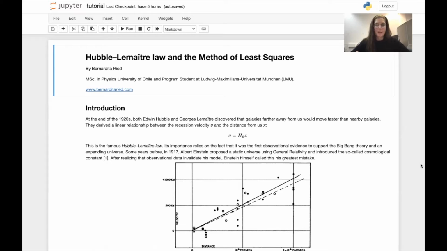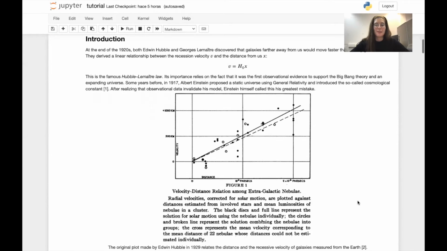But to understand what we're gonna talk about, or what is the Hubble-Lemaitre law, we should go back in time 100 years ago, more or less, and see this magnificent plot that was published by Edwin Hubble in 1929 in a famous paper in which he somehow derived the following relationship between the velocity of galaxies and the distance they have from Earth. So in this plot, we see that the y-axis relates the recession velocity of galaxies, while the x-axis relates the distance that these galaxies have from Earth.